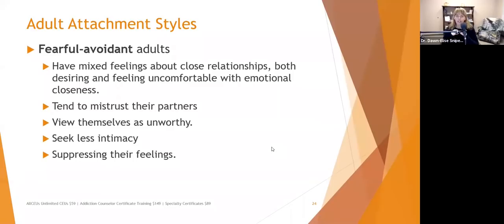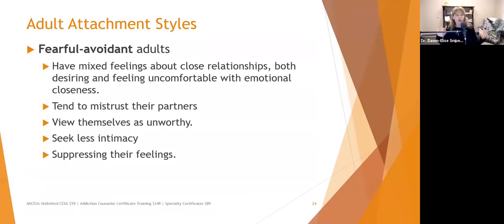Fearful avoidant adults have mixed feelings about close relationships, both desiring and feeling uncomfortable with emotional closeness. So they want it, but it scares the crap out of them. They tend to mistrust their partners, hence the fearful part, view themselves as unworthy, and seek less intimacy. You know, I want to be with you, but I want to make sure that I can cut my losses really easily. And they may suppress their feelings in relationships.